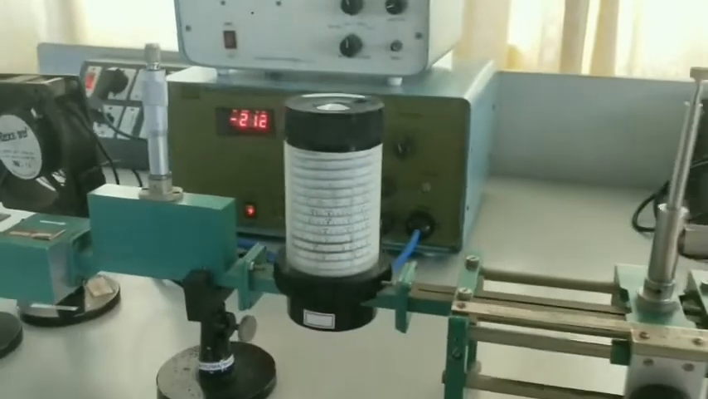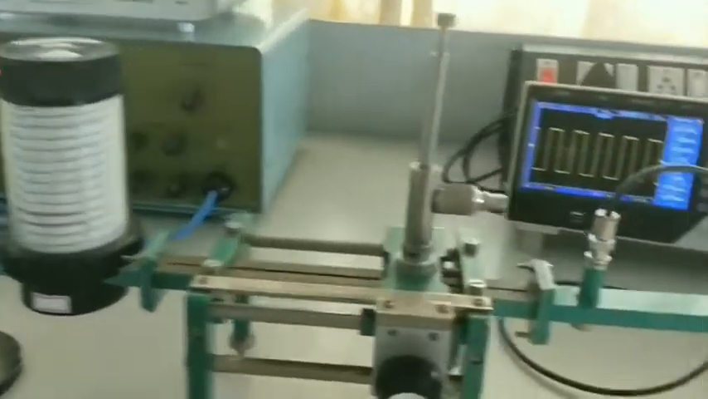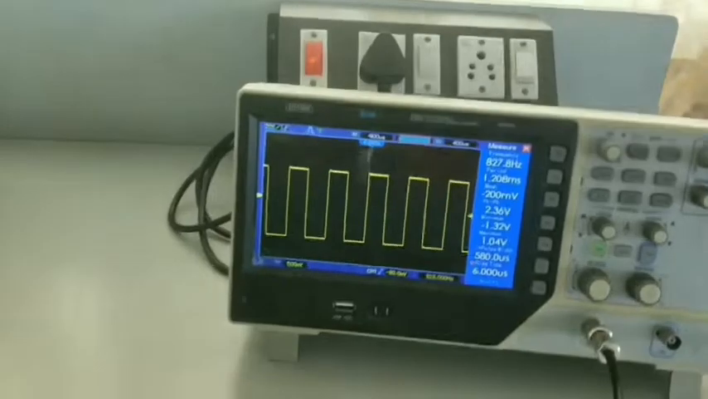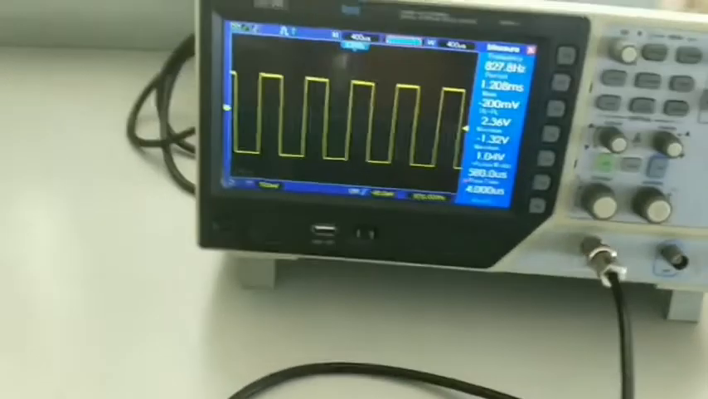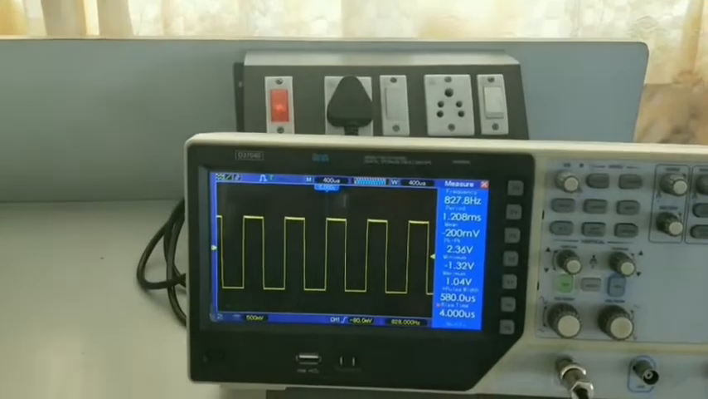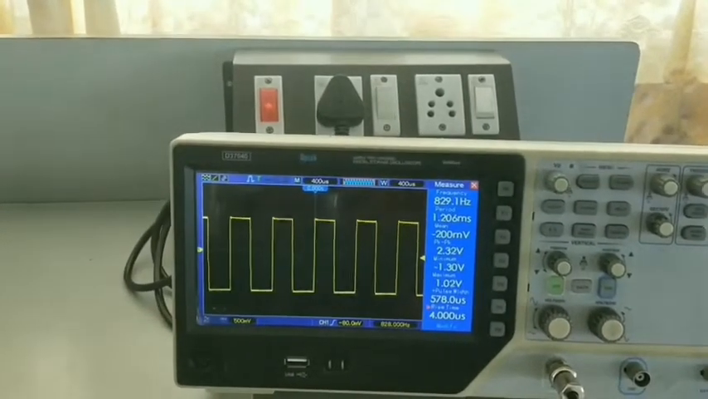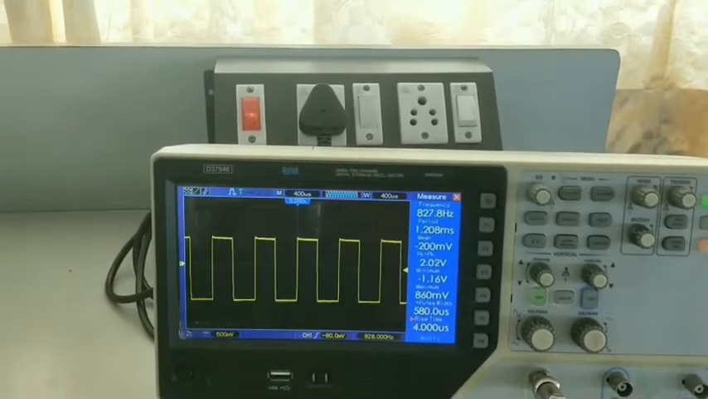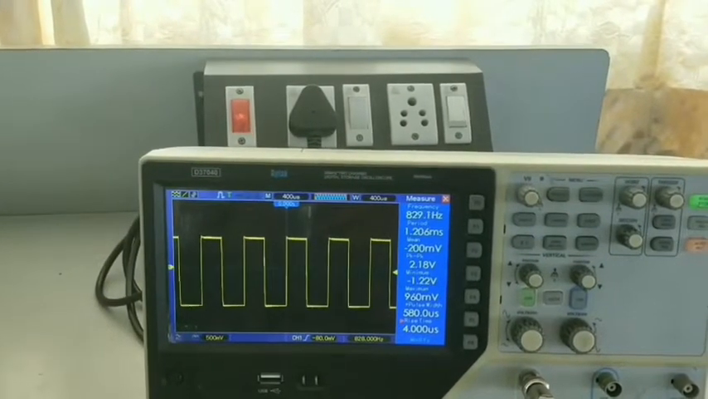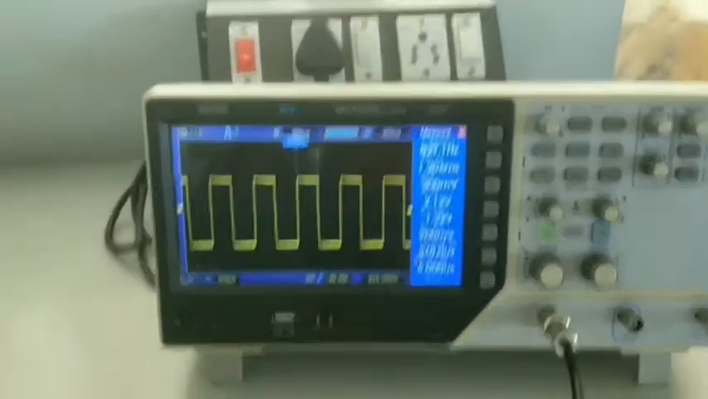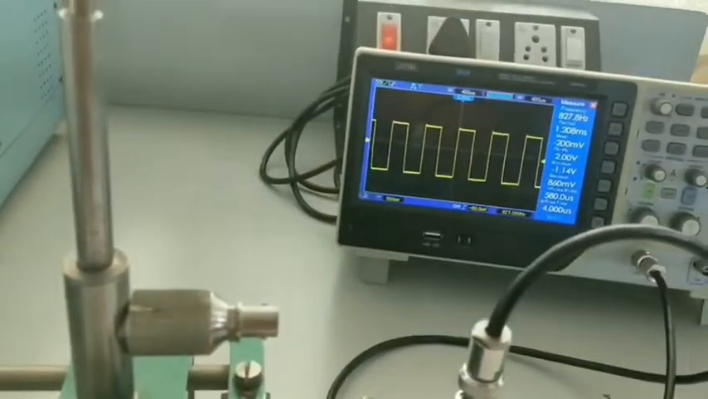Here first we have generated the mode. This is the mode we are getting. In this mode we are going to measure. We need to vary the slotted line in order to get the first two minimums. This is the maximum voltage we are getting. Once we keep on moving, this is the minimum we are getting. Yes, this is the first minima.